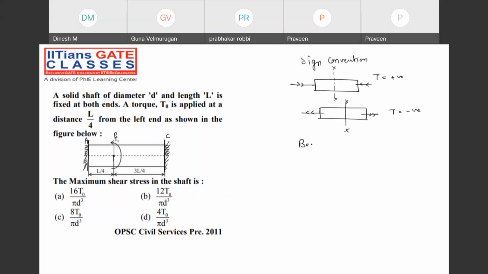Note down one important point. Bars in series. Whenever bars are connected in series and torque has been applied only at the extreme ends, then TAB and TBC will be the same, plus T or minus T. Check it out. Rotate your finger like this, looking from this end, and see where the thumb is going, leftward or rightward.